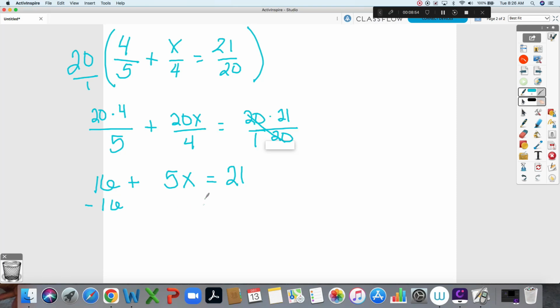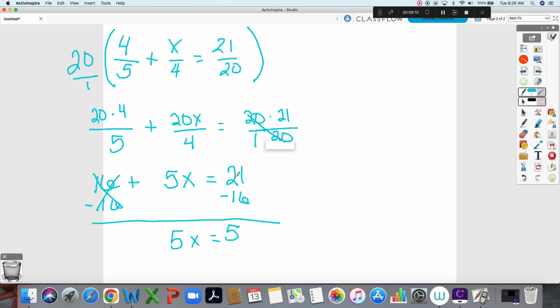We want our x by itself. So we're going to move our 16 across the equals sign. We're getting rid of that, and that leaves me with 5x's. What's 21 minus 16? 5.